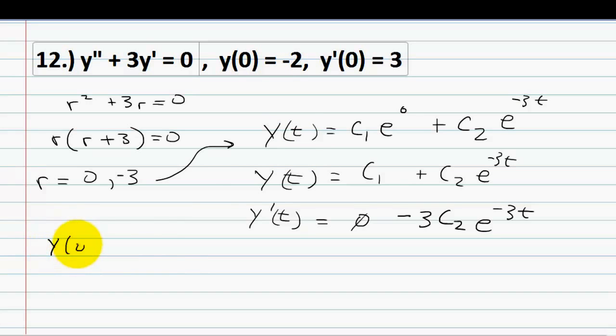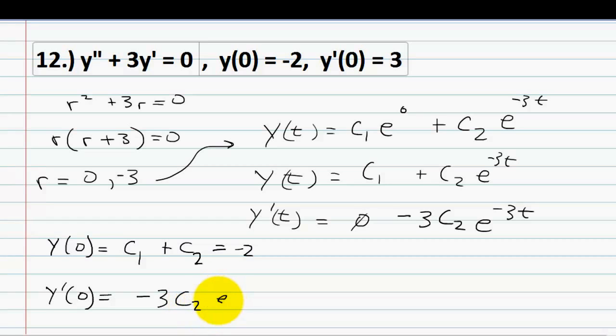So when t is equal to 0, we're going to plug in, well, there's nothing there, so it's just going to be c1. We're going to plug in 0 for t here, so that's going to give us just plus c2. And that's going to be equal to negative 2. Next one, we're going to plug in the derivative of y. So when y prime is 0, we're only going to plug in the 0 to here. So we're going to get negative 3c2 e, well, that's just going to be 1, so I'm not even going to bother writing it. And that's going to be equal to 3.